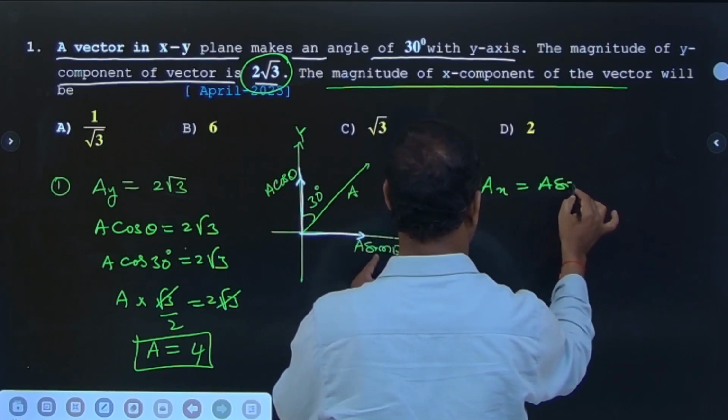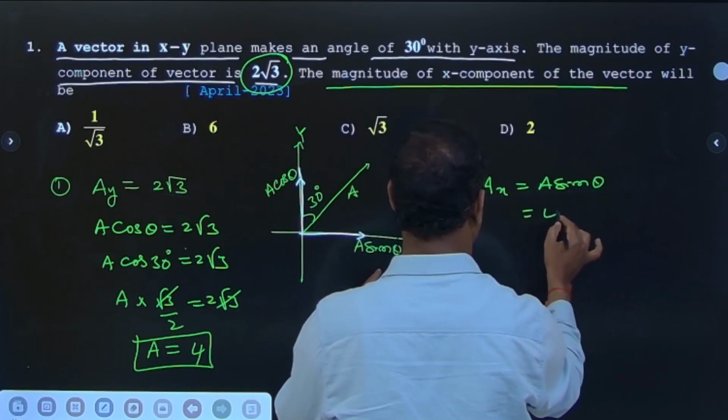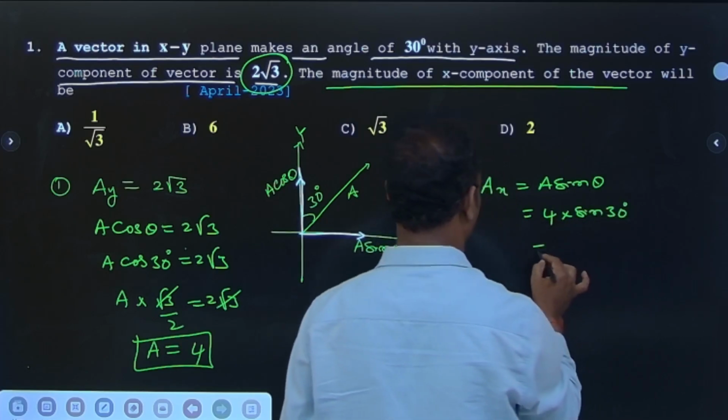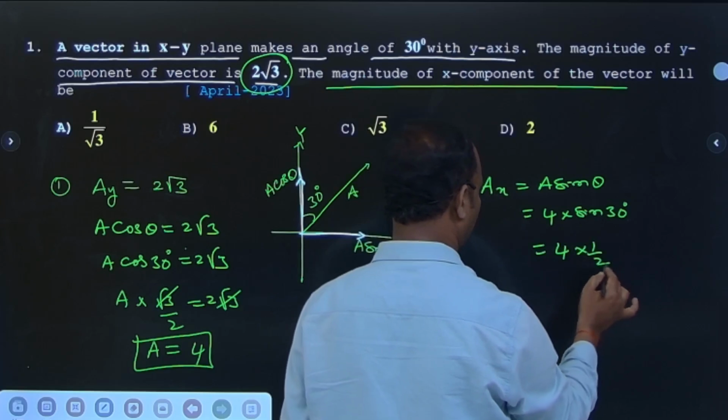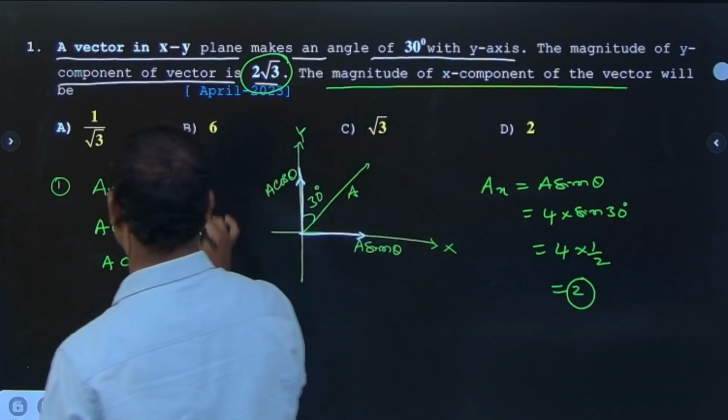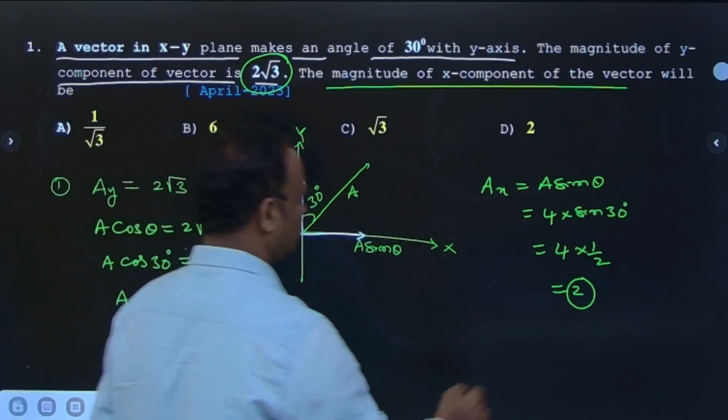Ax is A sine theta. So A is 4, sine 30 degrees. So this is equal to 4 into 1 by 2. The answer is 2. So the answer is 2. This is the answer.